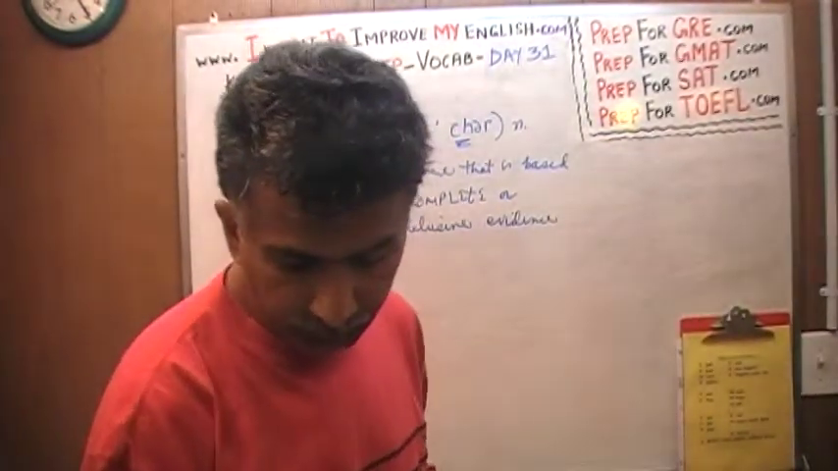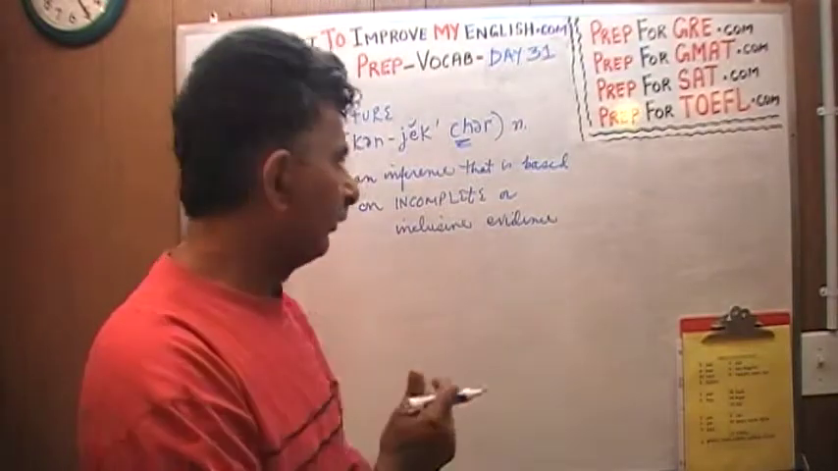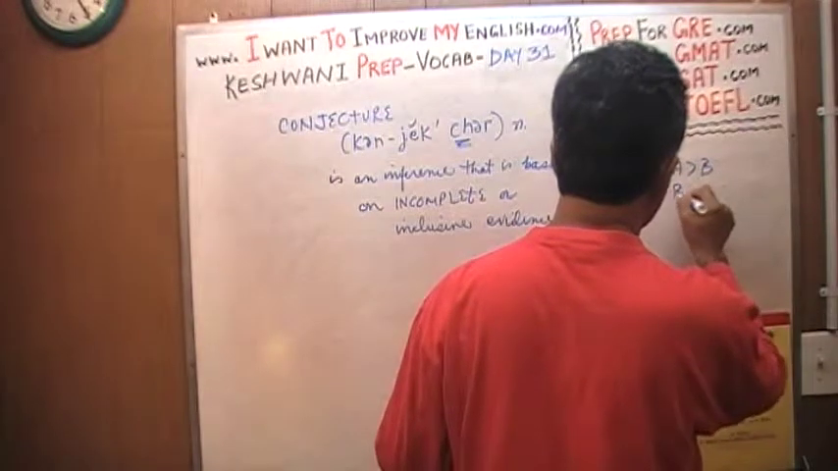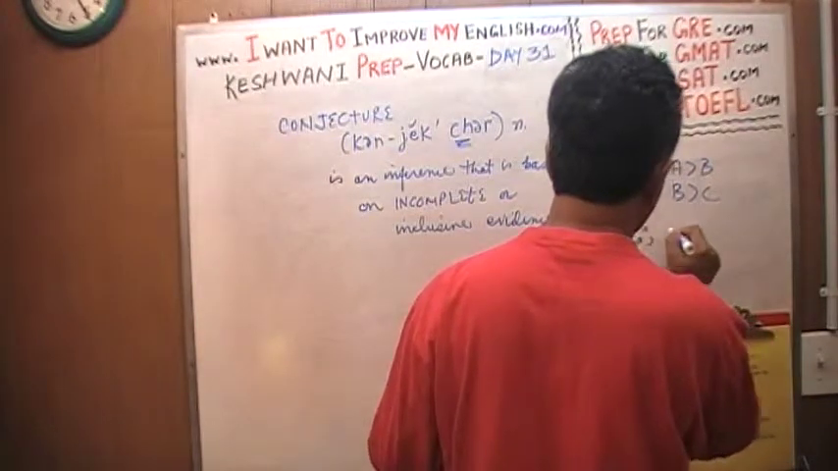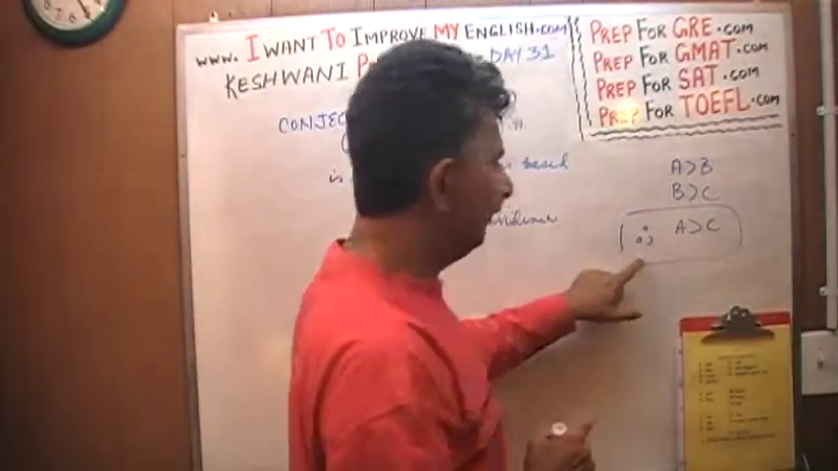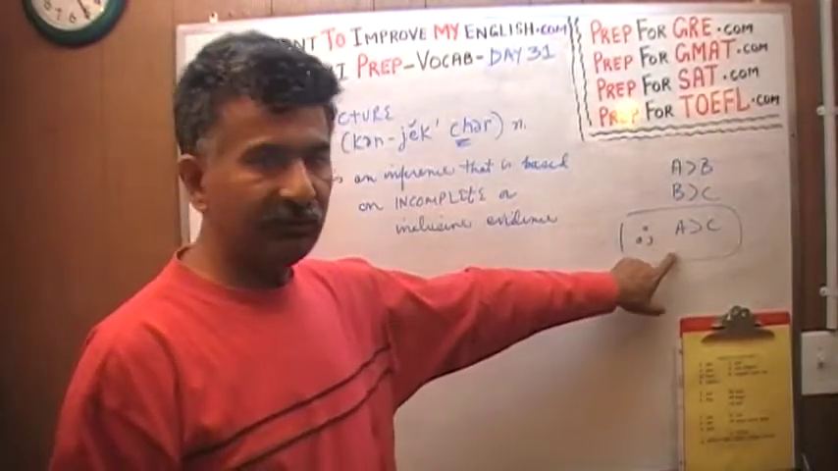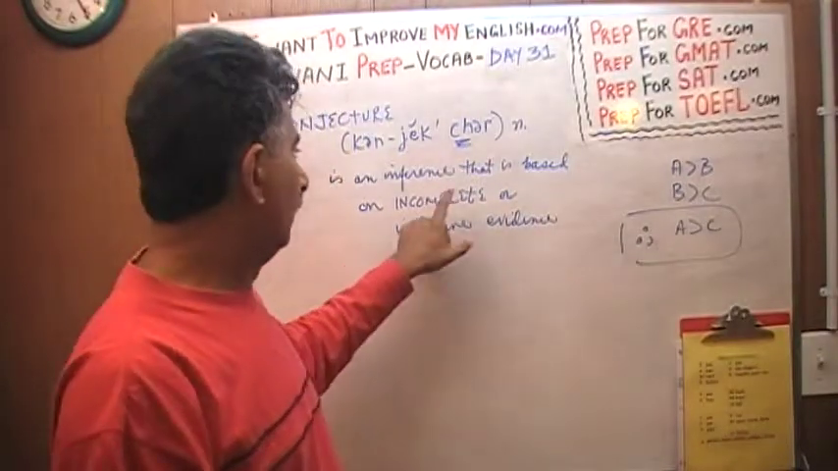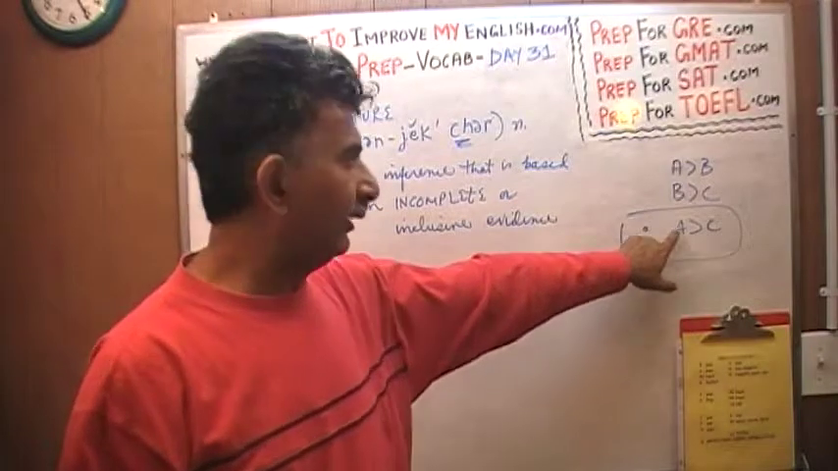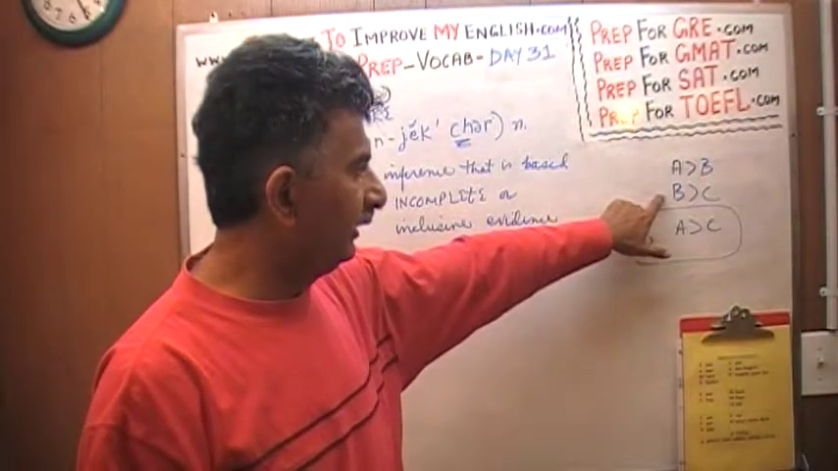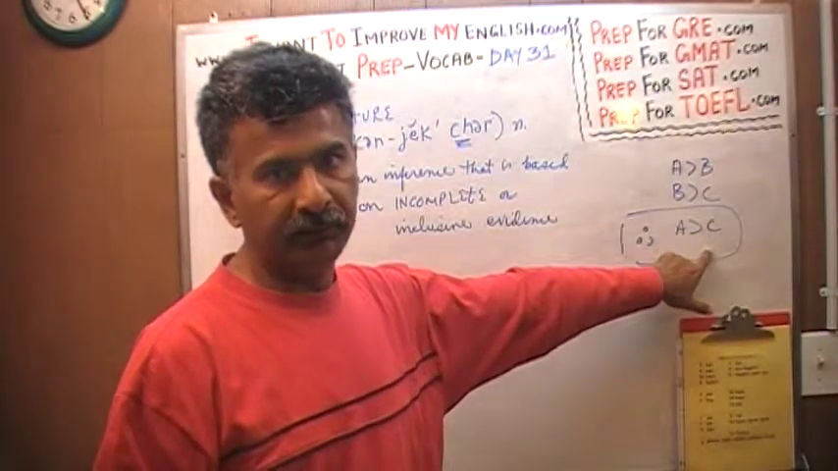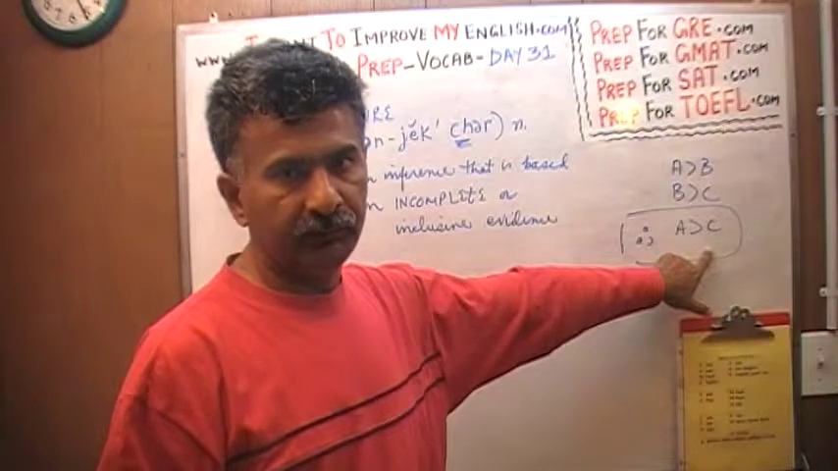So that's the difference between an inference and a conjecture, because you see here, if we say that A is more than B and B is more than C, therefore A must be more than C, this is an inference. It's an inference because it's not based on inconclusive or incomplete evidence. This is based on sound, complete evidence. If A is bigger than B and B is bigger than C, then A has to be bigger than C. There is no doubt about it. It's not incomplete evidence. It is not inconclusive evidence.